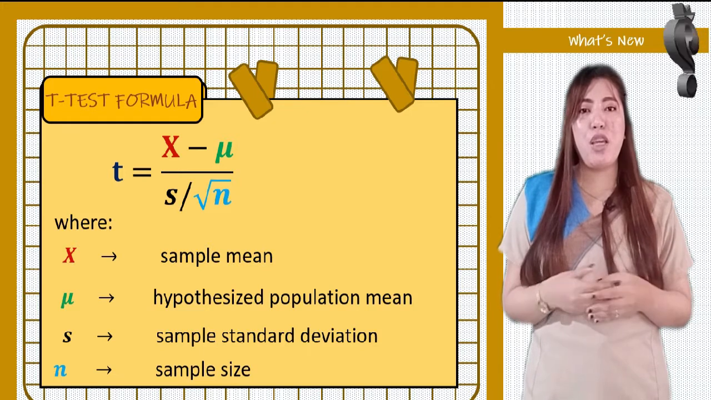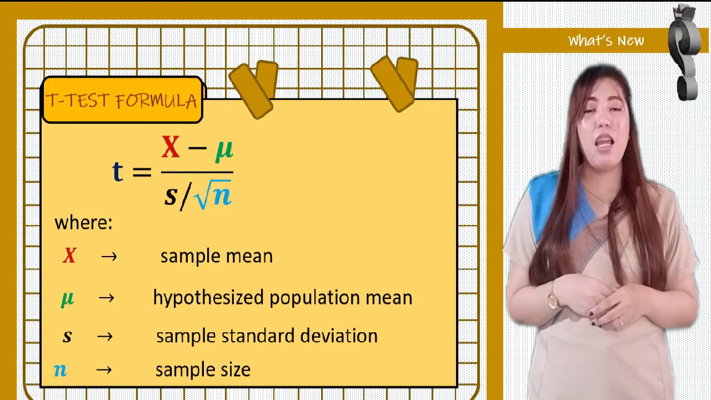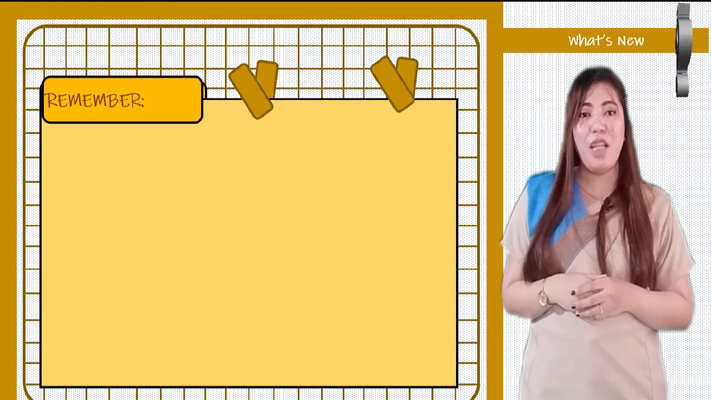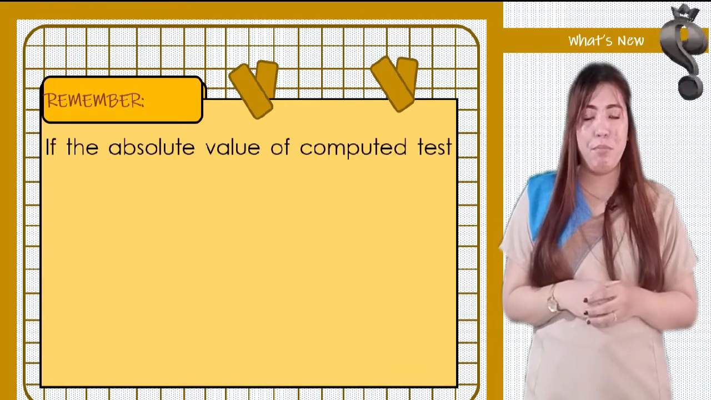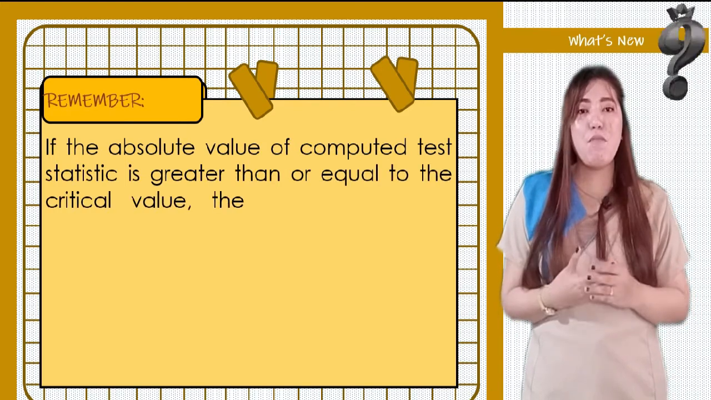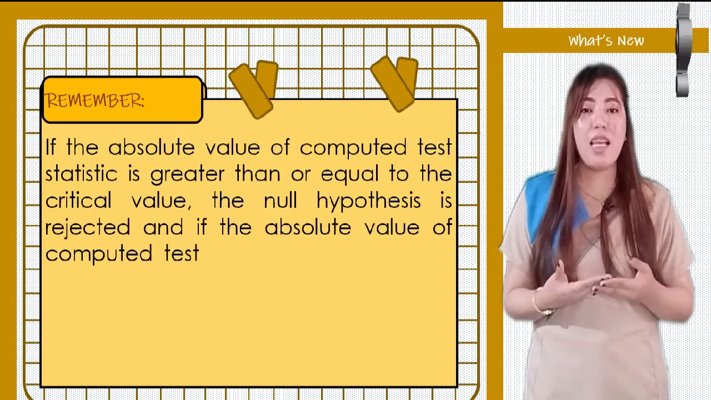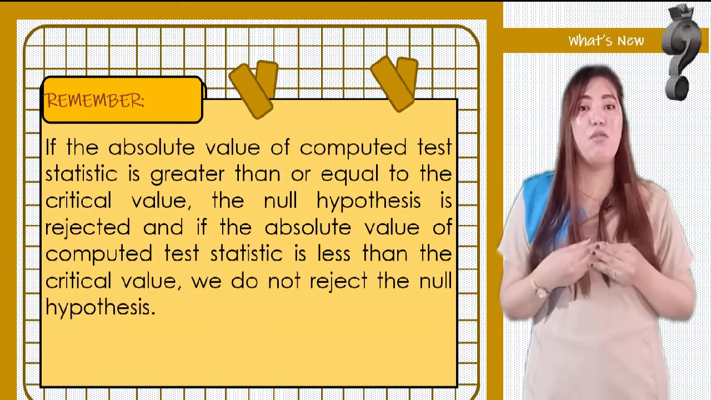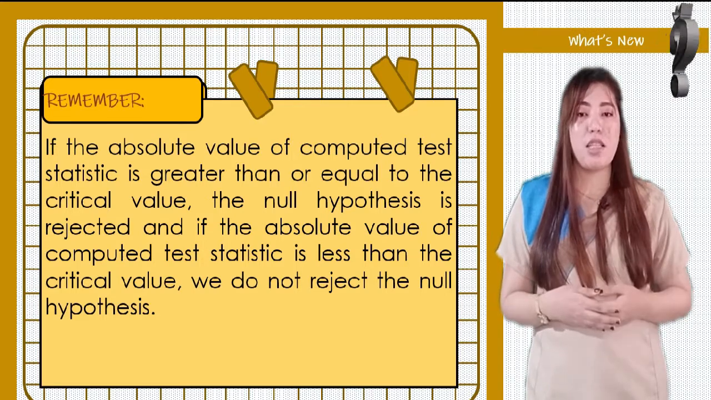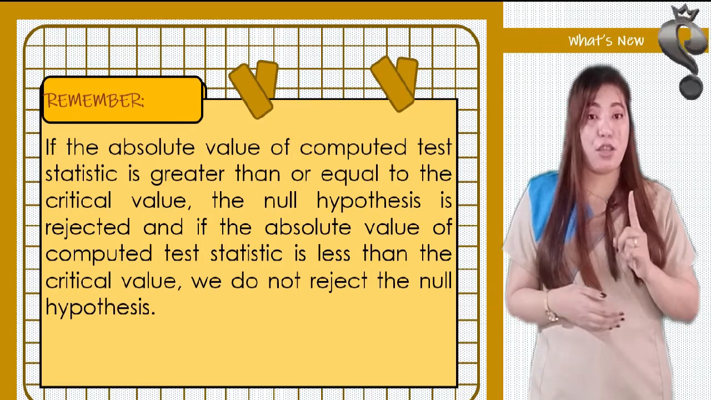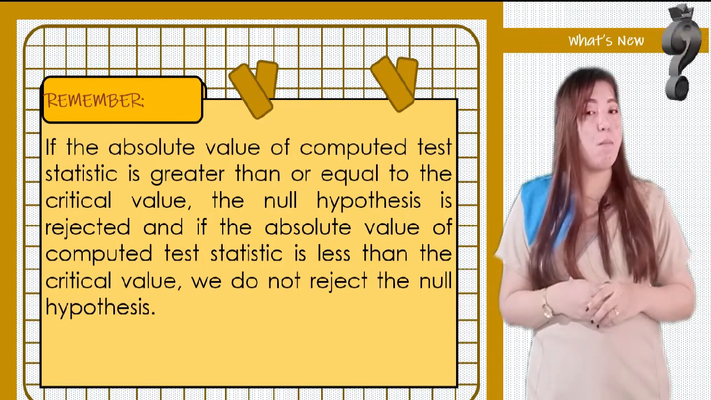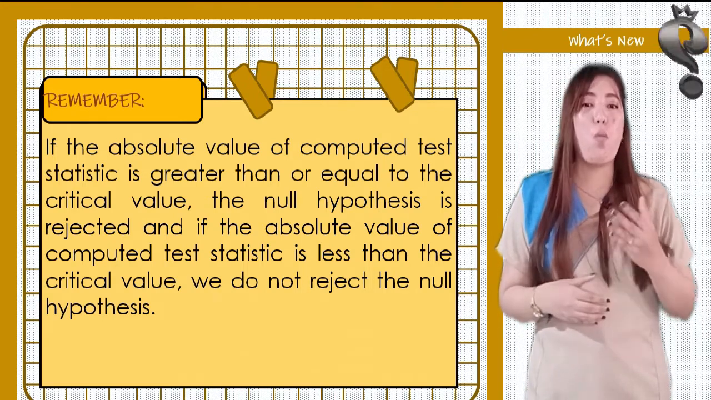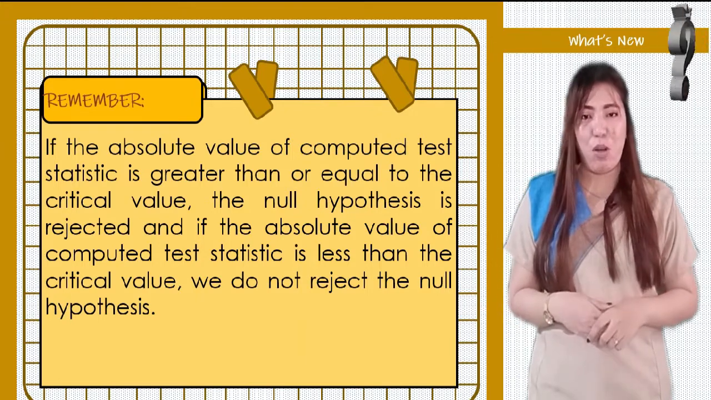After computing the appropriate test statistic, a decision must be made. To produce a correct decision, we follow this rule. If the absolute value of the computed test statistic is greater than or equal to the critical value, the null hypothesis is rejected. And if the absolute value of the computed test statistic is less than the critical value, we do not reject the null hypothesis.